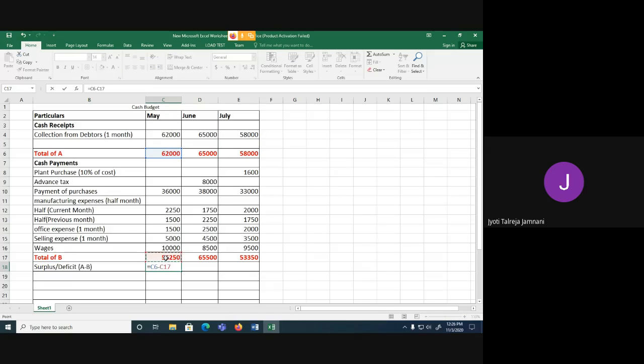62,000 minus 56,250. We have surplus of 5,750 for May. 65,000 minus 65,500. We have a deficit of 500 in June. And 58,000 minus 53,350. We have a surplus of 4,650 in July. To this surplus or deficit that we have found out, now we will add opening balance.